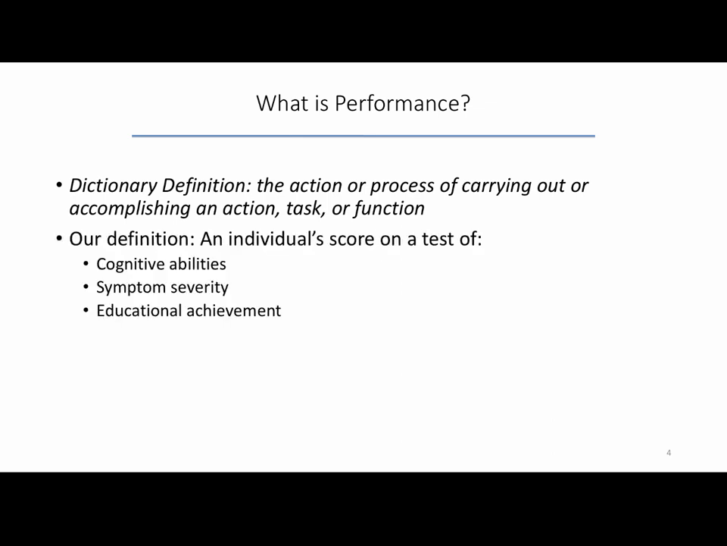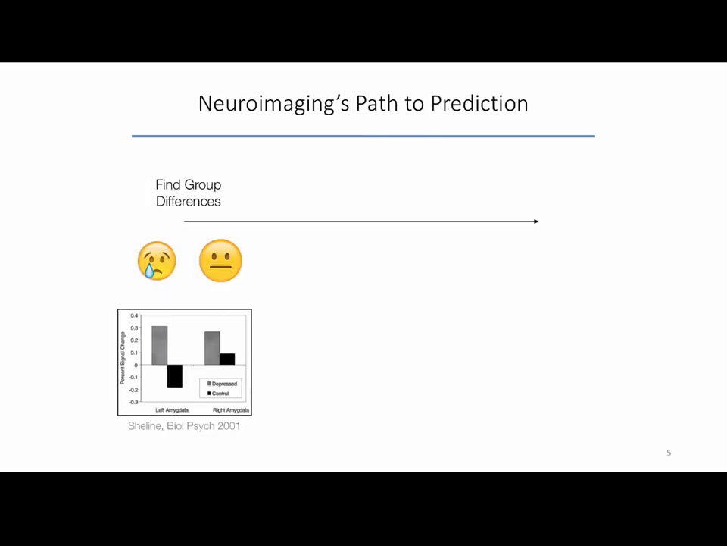So for our purposes, we're going to define it as an individual score on a test of cognitive abilities or symptom severity. This is in the moment, not sort of a retrospective survey, or educational achievement or something like that. And this is important. It's often pretty central to a patient's mental health complaint. They'll come in saying, I can't remember things like I used to. I can't think quickly enough. I can't remember words. And those sorts of things are a form of performance in our everyday lives. So that's the performance part.